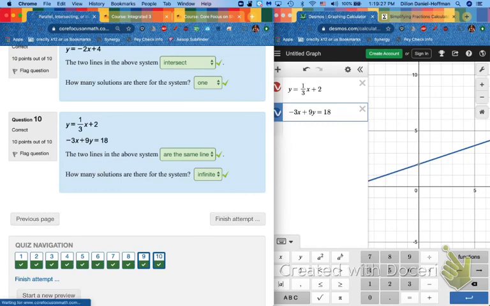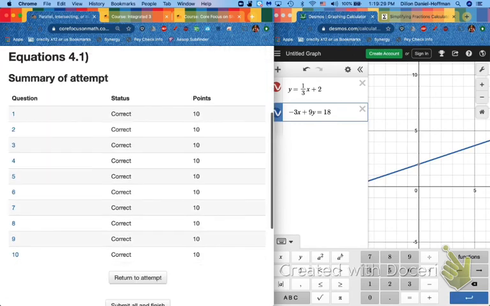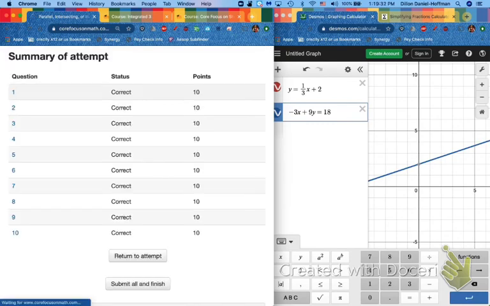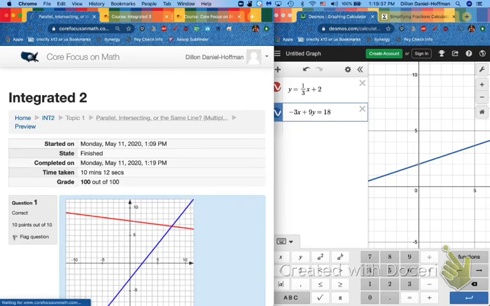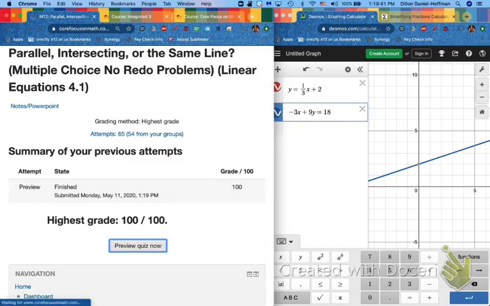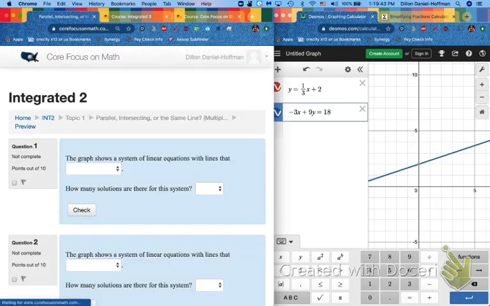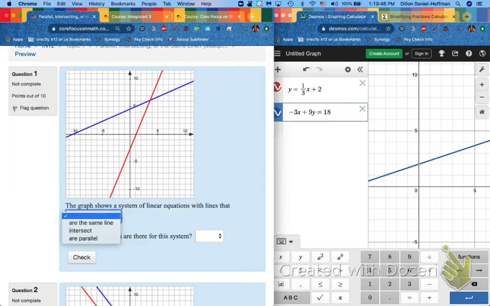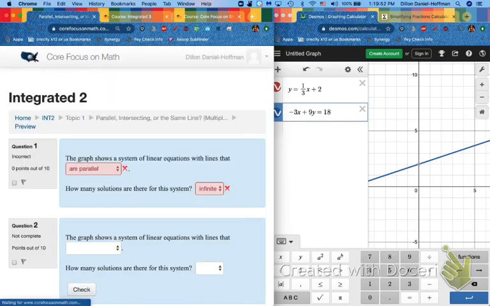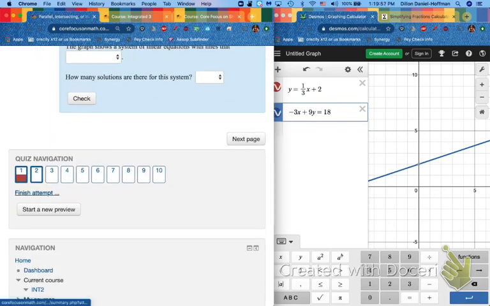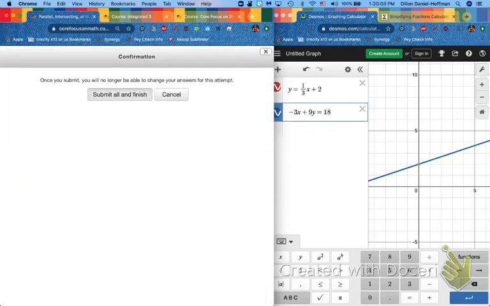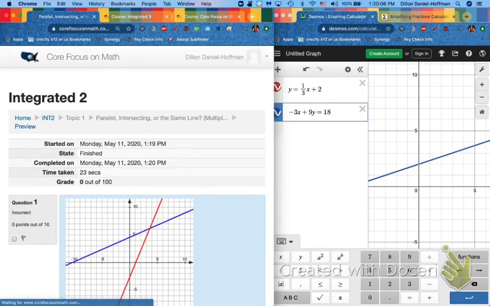This is a great little easy assignment to start the unit after we just had our unit review for geometry. If you messed up and want to redo it, let me show you guys who maybe don't know. So say you screw up on number 1, and you're like, these are parallel. And parallel means they intersect an infinite amount of times. So you get it totally wrong. What you can do is you can scroll down. You could hit this finish attempt button. Submit all and finish. It took 23 seconds to get a 0.